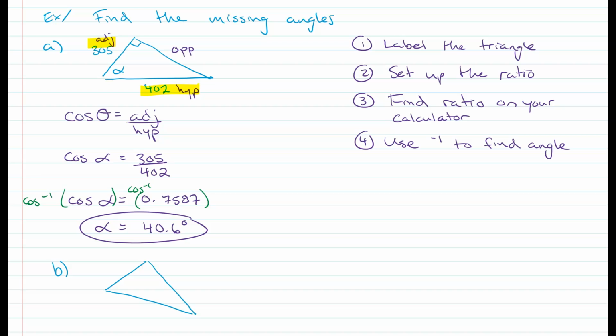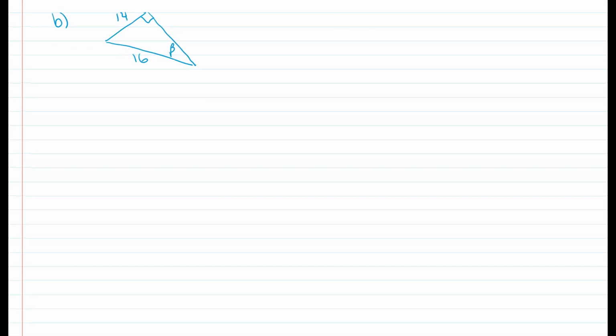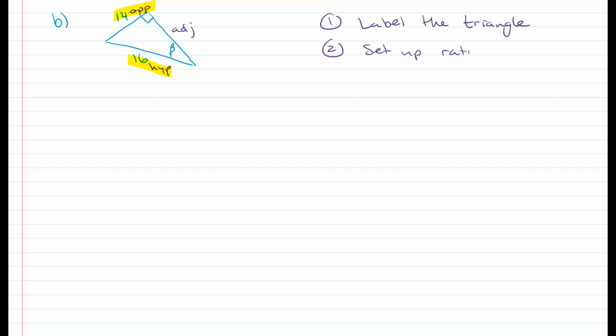Let's look at another example. Sounding like a broken record, label the triangle with respect to that beta, that unknown angle: opposite, adjacent, hypotenuse. Step 2, set up your ratio. So I have a number for the opposite and I have a number for the hypotenuse. The thing that involves opposite and hypotenuse is sine. Sine theta equals opposite over hypotenuse. So that means in this case, sine beta equals 14 over 16. That is the ratio, 14 over 16.